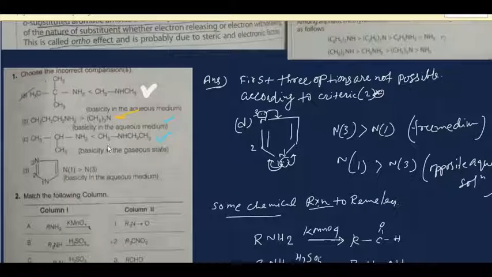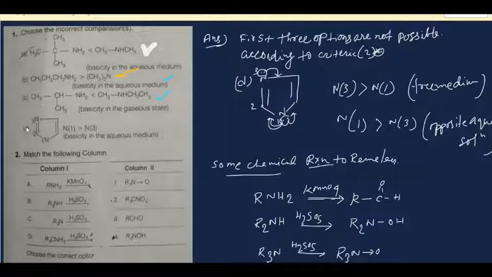And option C is also correct. Here the nitrogen is directly connected to one ethyl group and one methyl group, and here the nitrogen is connected to only one carbon. So here the plus I effect is more compared to this compound. So here the nitrogen has higher electron density than this nitrogen. So this one has more basicity.